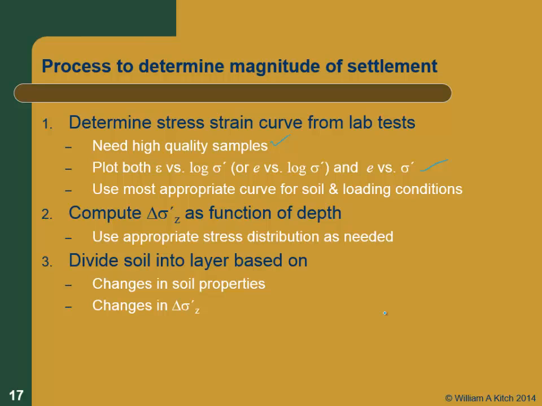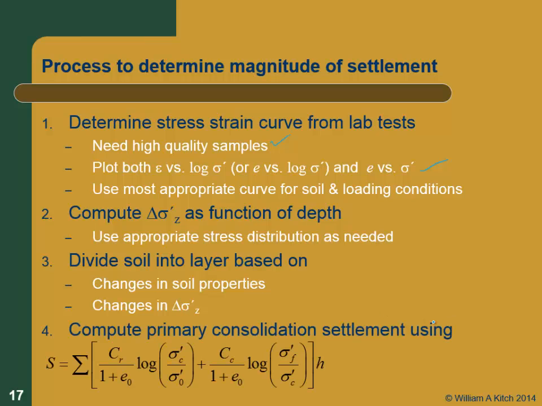But if you're doing a hand calculation, you need to use at least 4 layers in any compressible strata. And so you're going to divide up into layers at those places where the soil properties change, that's pretty obvious, and also places where there are significant changes in delta sigma z. And then if you're using the e log P method, which we're talking about, you're going to use this equation to compute the primary consolidation settlement. Or if you decide to use a modulus space method, then you're just going to go back and use those modulus space methods we talked about before.